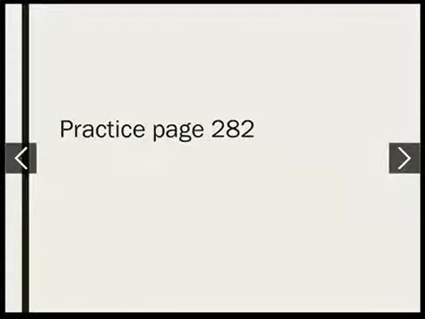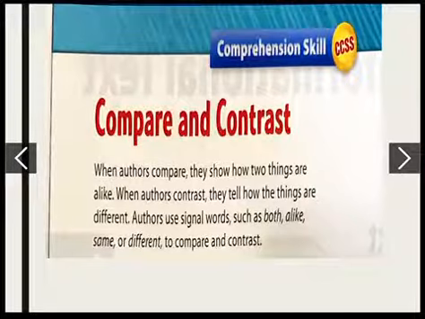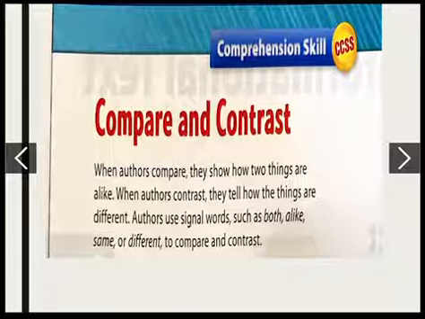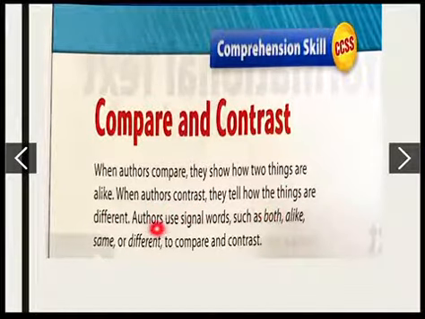It's time for practice. Please open your practice books to page 282. Today, we're going to talk about comparing and contrasting. Now, if you remember, we had a writing genre before wherein we compared two things to each other. When authors compare, they show how two things are alike. When authors contrast, they tell how the things are different.